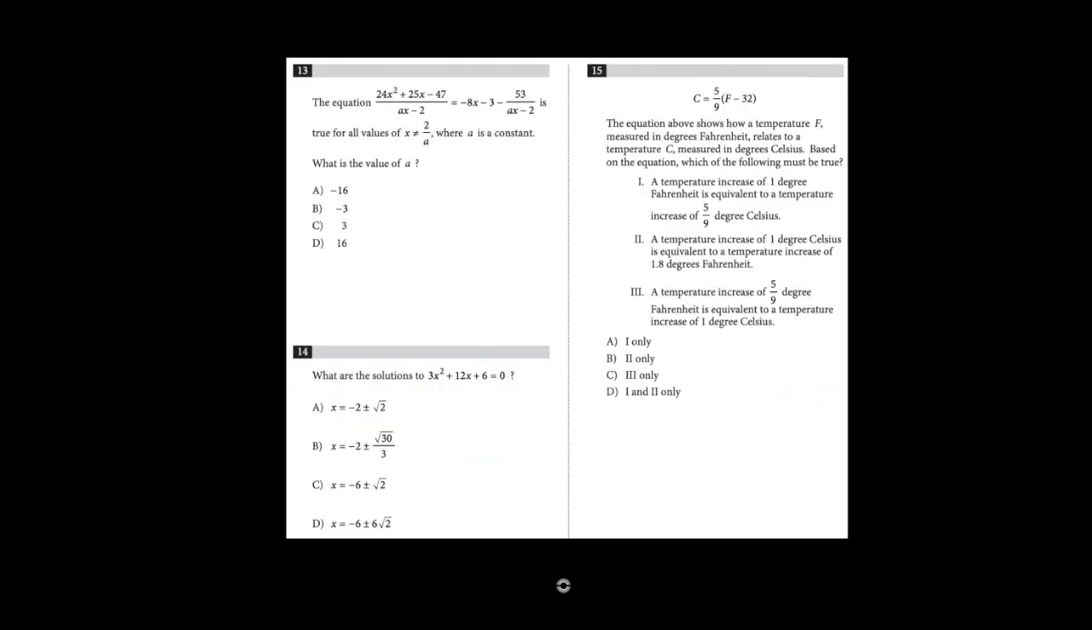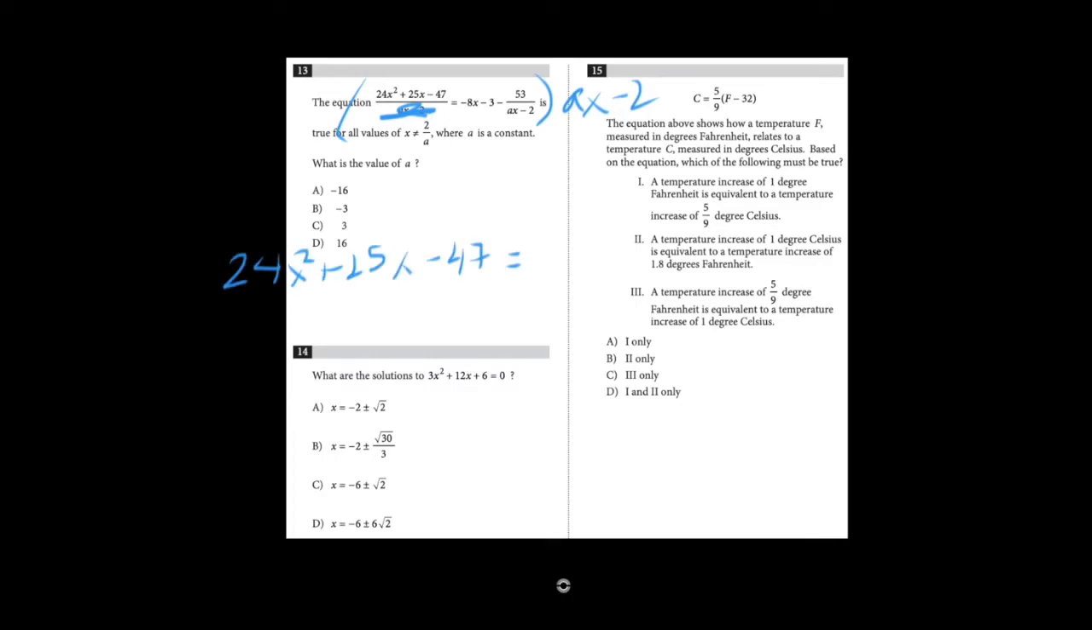Number 13 is just disgusting. We're given this equation with weird numerators and denominators. There are 2 different variables and they're all 2-digit numbers. So let's try to simplify this as much as we can. We're going to multiply both sides by ax minus 2. What does that do? That gets rid of the denominator. So ax minus 2 on this side will just cancel out with this thing, and we're left with what's in the numerator. So let's go ahead and write that down.